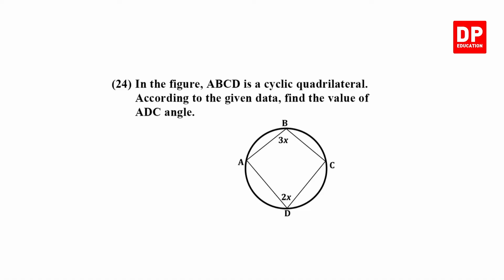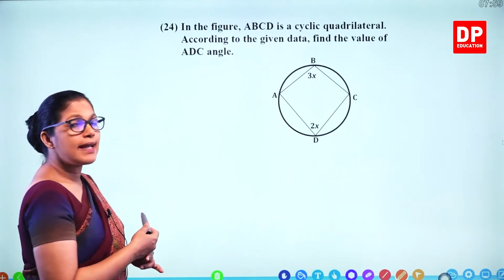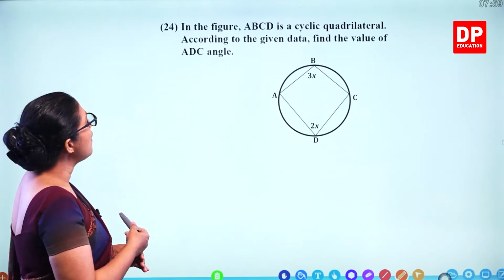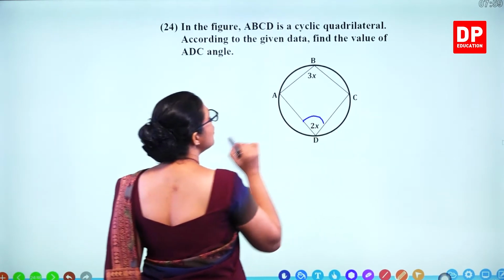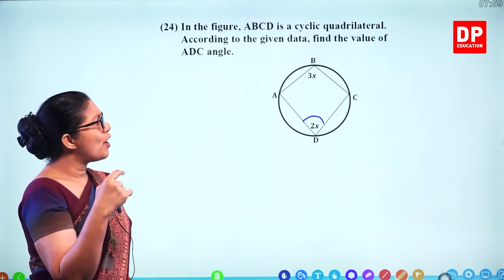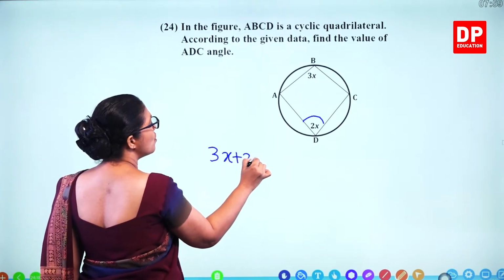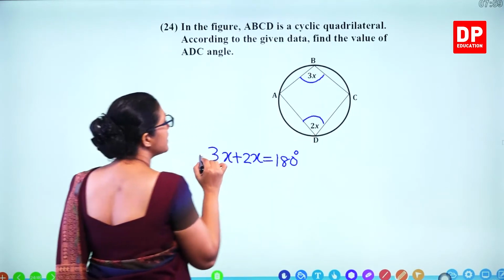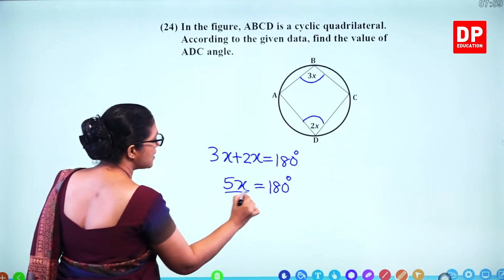Question number 24. In the figure ABCD is a cyclic quadrilateral. All points on the circle. According to the given data, find the value of ADC angle. ADC angle means 2x value. In a cyclic quadrilateral, what you know about the opposite angles? Opposite angles add up to 180 degrees. So these are opposite angles. So 5x becomes 180. So what's x?